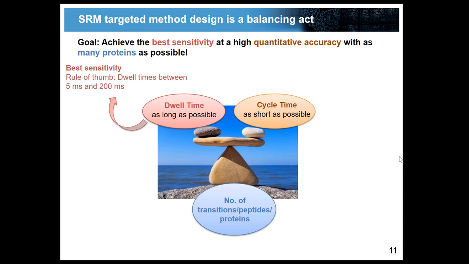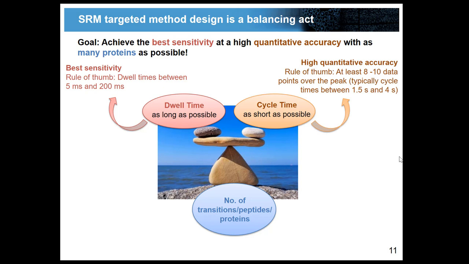Next to sensitivity, we also want to be very accurate, so we want to extrapolate the true peak shape as good as possible, and I already said it, the rule of thumb here is to have at least 8 to 10 data points over your elution profile. And now is, of course, the next question is how wide is your elution profile, and this of course depends on your LC setup. So on many standard nano LC setups that people work with, we often have elution profiles in the range of, I would say, 15 to 30 or 40 seconds. So cycle times in a range of 1.5 to 4 seconds is what you will find in many publications.